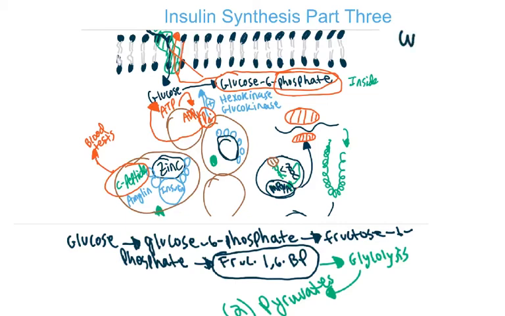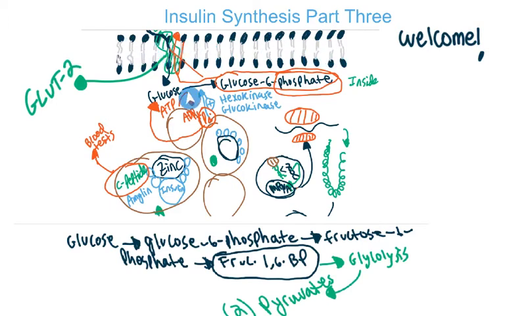Alright guys, welcome back to Underground Science, and in this video we're going to be continuing where we left off from the part 2 video of insulin synthesis. So if we do a quick review, we said that this was our GLUT2 transporter in our beta cell. This is our beta cell membrane, and all of this is happening inside our beta cell of our pancreas. A beta cell is one of our islets of Langerhans, if you guys remember.